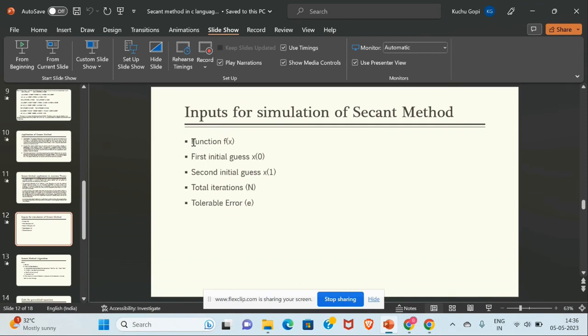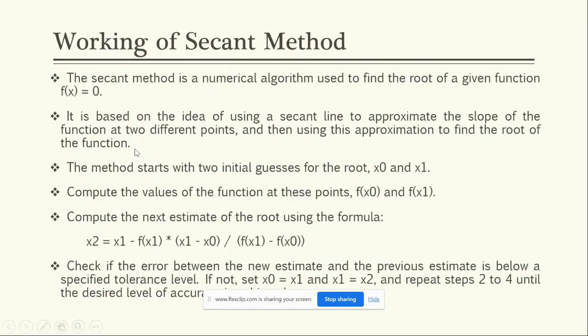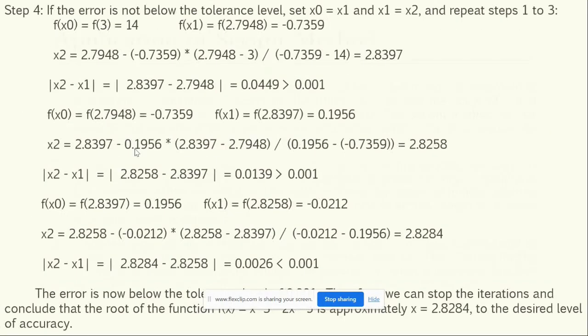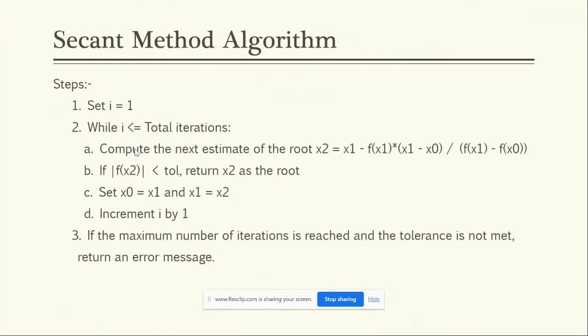First, the inputs to be given are f of x, two initial guesses, the number of iterations, and the tolerable error. We have to achieve the tolerable error before the number of iterations is reached. Then it is convergent. Otherwise, if we do not achieve it, it is non-convergent. Then we can see the algorithm for the secant method.